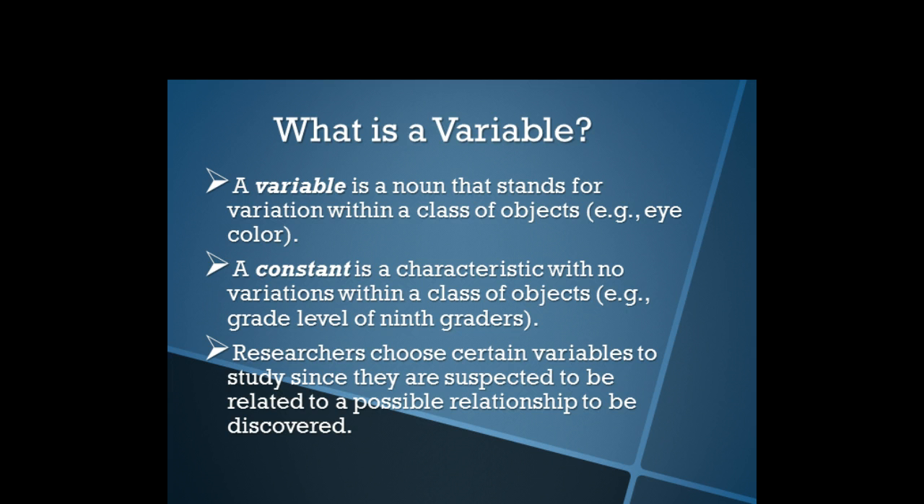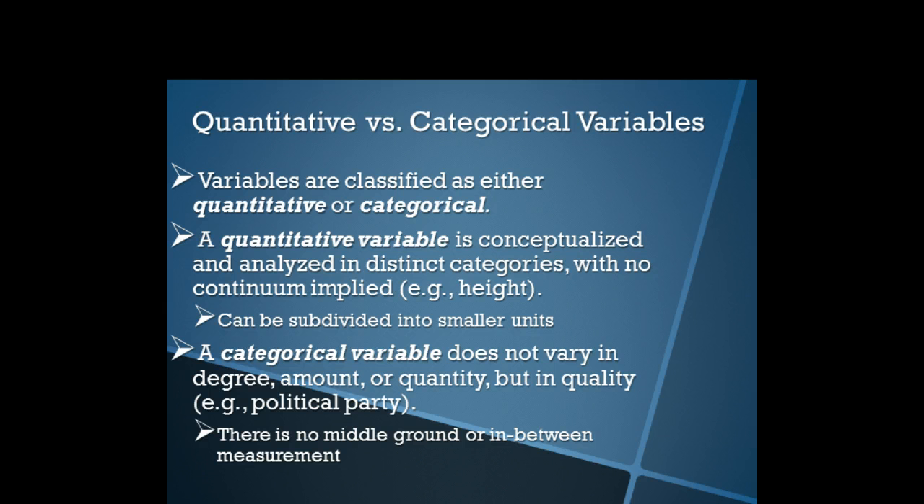So then within the concept of the term variable, we have several different types of variables. So the kind of big way to think about them, or a large umbrella, is this quantitative versus a categorical variable. Variables are classified as either one of those two. They're either quantitative or they're categorical. A quantitative variable is conceptualized and analyzed in distinct categories with no continuum applied. So this is kind of right from your textbook. So it can be divided into smaller units.